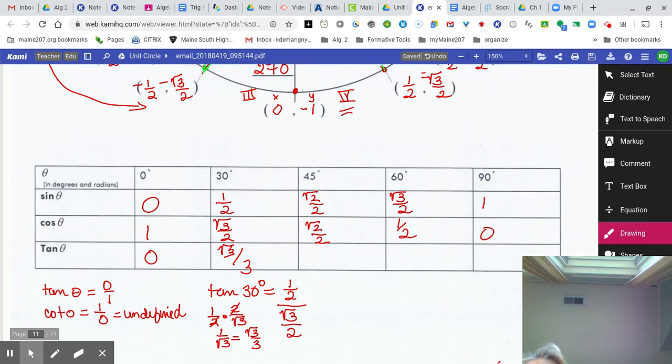The next one's pretty easy. My tan of 45 degrees is root 2 over 2 over root 2 over 2, which is 1.